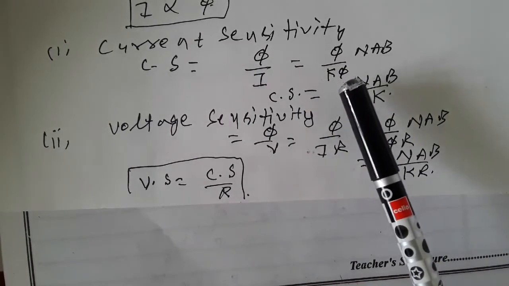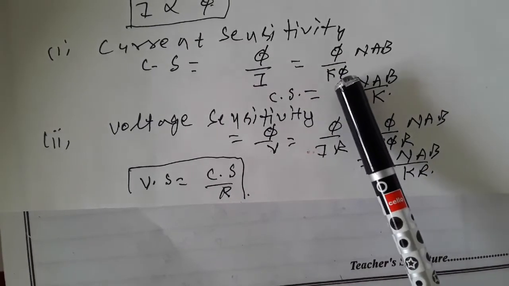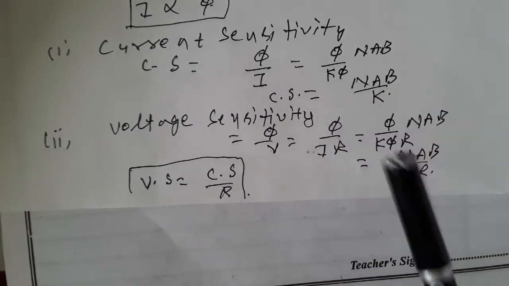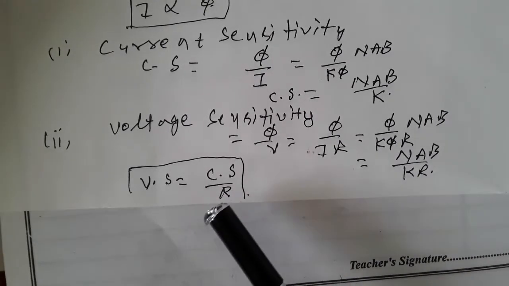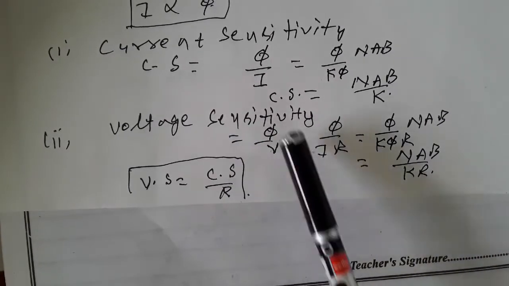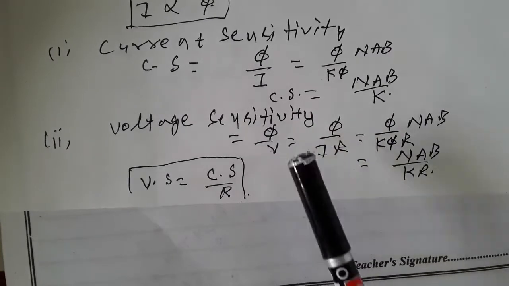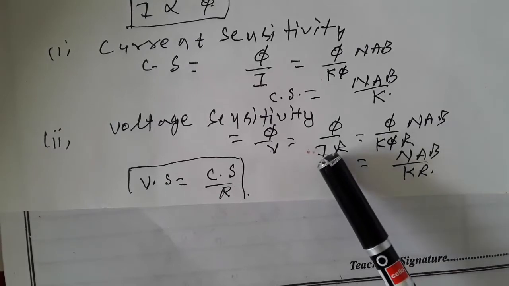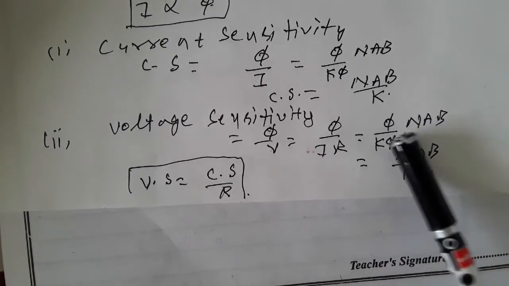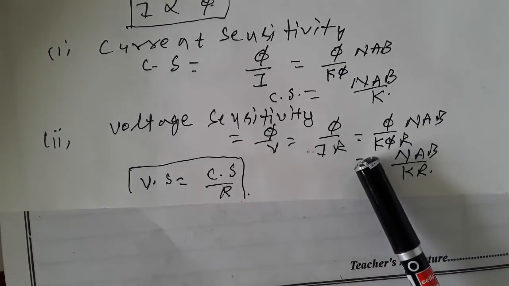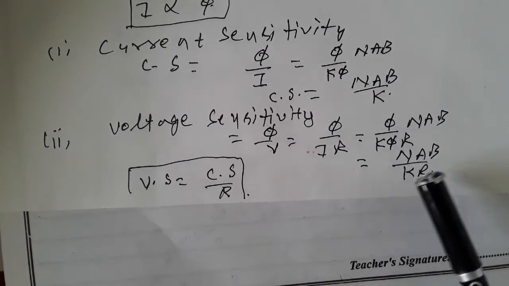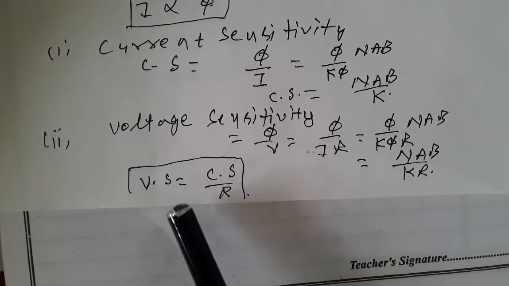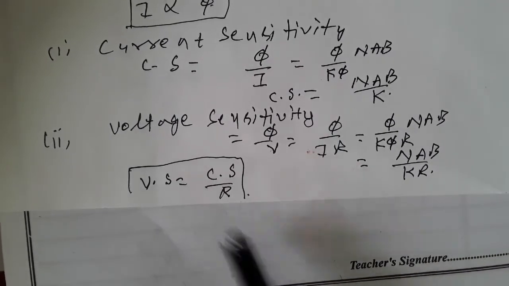According to the moving coil galvanometer, the value of I is equal to K phi upon NAB. So we get current sensitivity equal to NAB upon K. Now second is voltage sensitivity. Voltage sensitivity is deflection per unit voltage. According to Ohm's law, V is equal to IR, so phi upon I into R. Now we put the value of current I, that is K phi upon NAB. So we get voltage sensitivity equal to NAB upon K into R. We know NAB upon K is current sensitivity. So voltage sensitivity is equal to current sensitivity upon resistance.